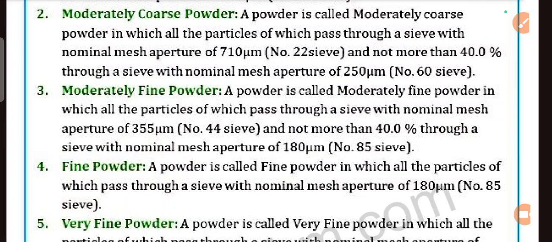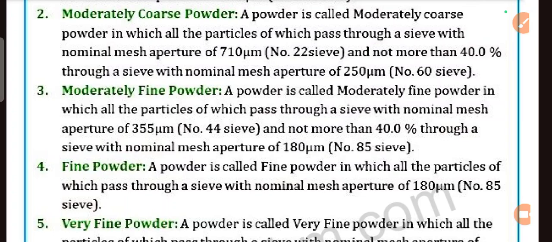Moderately fine powder. A powder is called moderately fine powder in which all the particles pass through a sieve with nominal mesh aperture of 355 micrometer, number 44 sieve, and not more than 40.0% through a sieve with nominal mesh aperture of 180 micrometer, number 85 sieve.